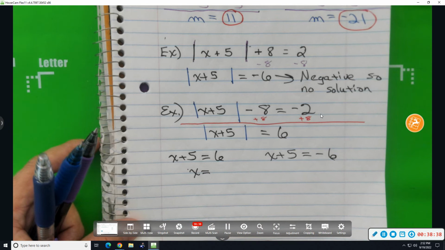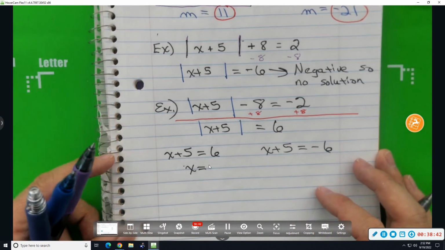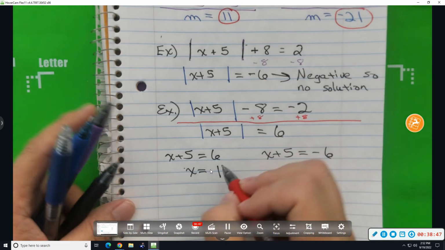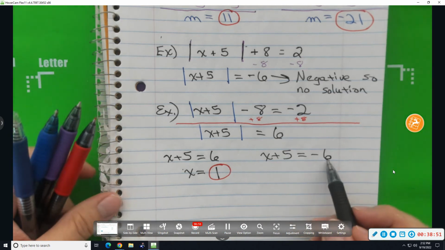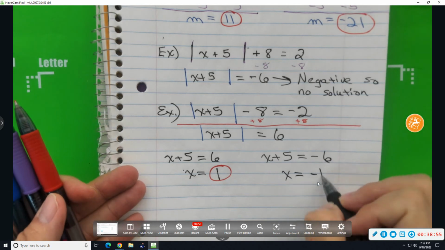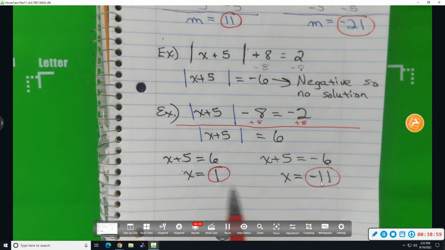Solving this first equation for x by subtracting 5, we're going to get x equals. They could do that in elementary school. Blank plus 5 equals 6 or 1. I just like them to answer that says they're awake. Subtracting 5 here, we get x equals negative 11. That's right. So we have positive 1 and negative 11.